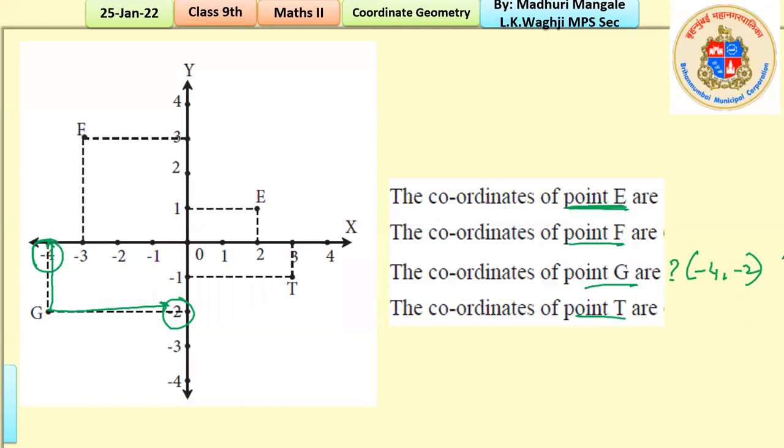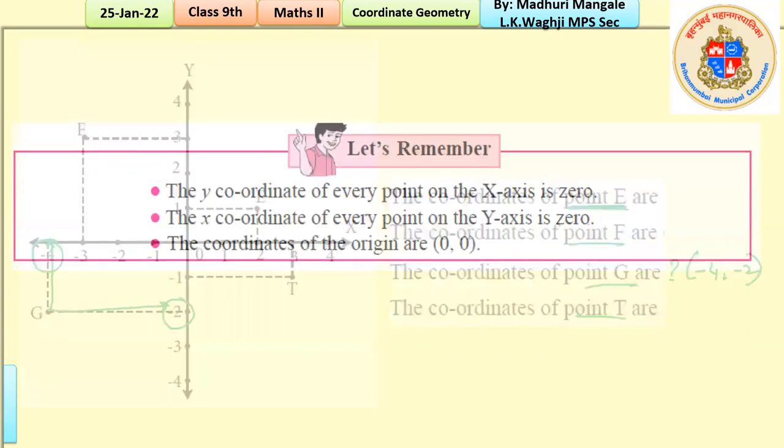And then the second rule here is about the coordinates of the y-axis. How do the coordinates of the y-axis look like? Since it's the y-axis, there will be a y coordinate, but the x coordinate will be 0. So 0 comma y. The x coordinate will always be 0. And what are the coordinates of the origin? The coordinates of the origin are 0 comma 0.